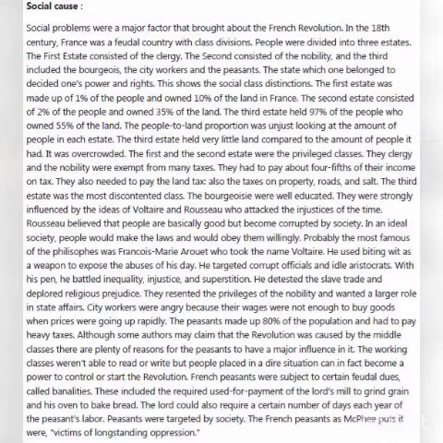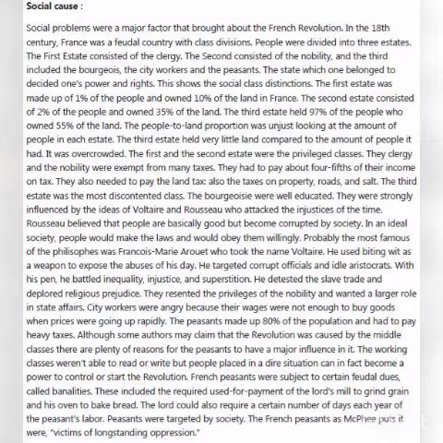The bourgeoisie, that is the middle class, were well educated. They were strongly influenced by the ideas of Voltaire and Rousseau, who attacked the injustice of the time. Rousseau believed that people are basically good but become corrupted by society. In an ideal society, people would make the laws and would obey them willingly.